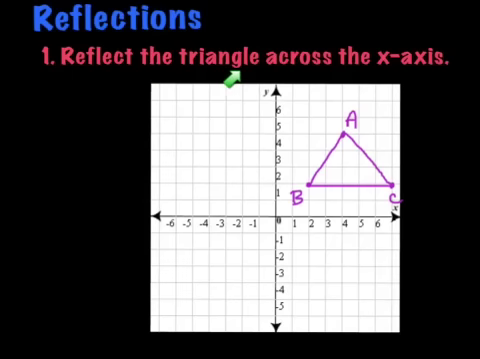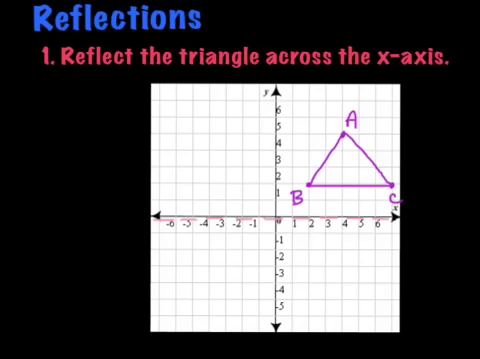We have to reflect the triangle across the x-axis. So what you want to do is find your reflection line and highlight it. Do something so that you see that it's your reflection line. So we're reflecting across the x-axis. So you want to make sure that you go over it, maybe with another color or something like that. Okay, and then we're going to go ahead and reflect it.